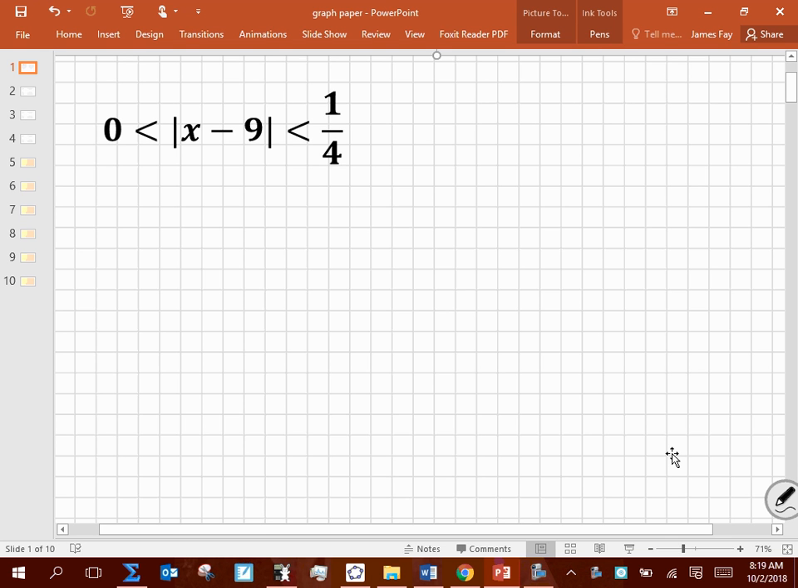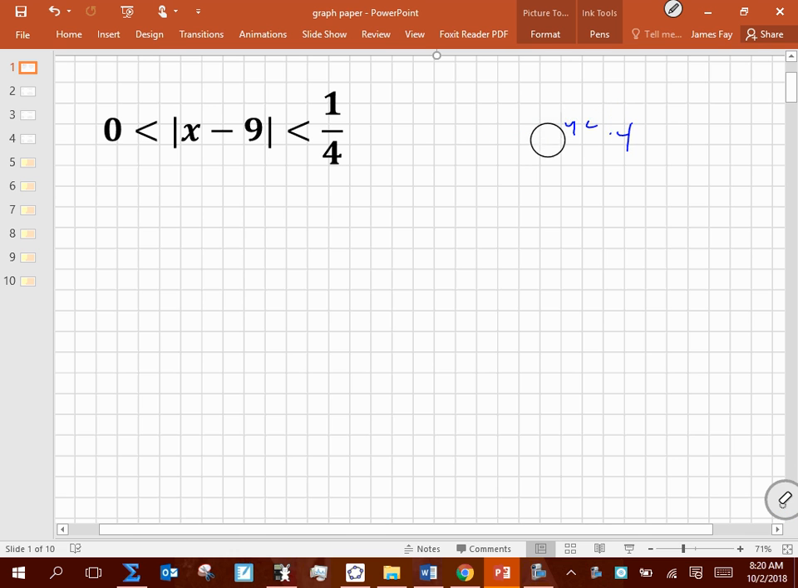So 0 is less than the absolute value of x minus 9, which is less than 1/4. Okay? So the absolute value of x minus 9 is between 0 and 1/4. Just like any other, like between this statement, if this was just 0 is less than x minus 9 is less than 1/4, if there were no absolute value, you could add 9 to all three parts and be done, right?